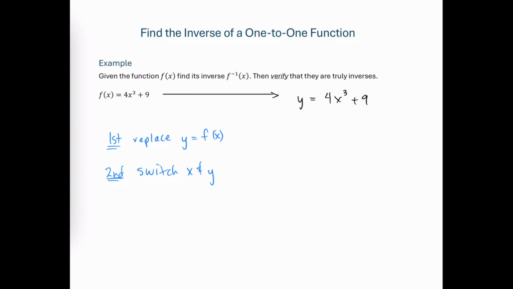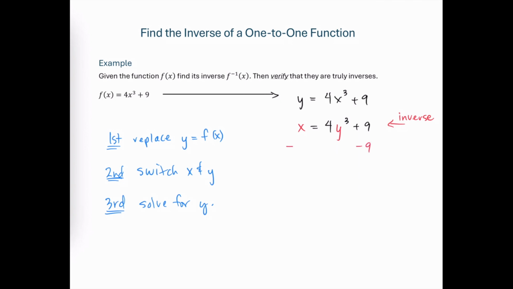and the y's. Now to get the inverse relationship, that's when all y's become x's and all x's become y's, and this is now the inverse relationship. However, we do want to write this inverse relationship using functional notation. And in order to do that, we're going to need to solve for y in this inverse relationship.